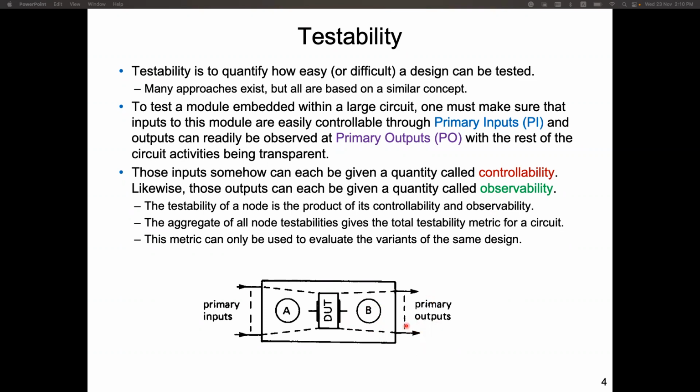So the testability of a node in the circuit is the product of its controllability and observability. And the product of the testability of all the nodes is called the total testability of a circuit. Of course, this metric can only be used to evaluate variants of the same design.